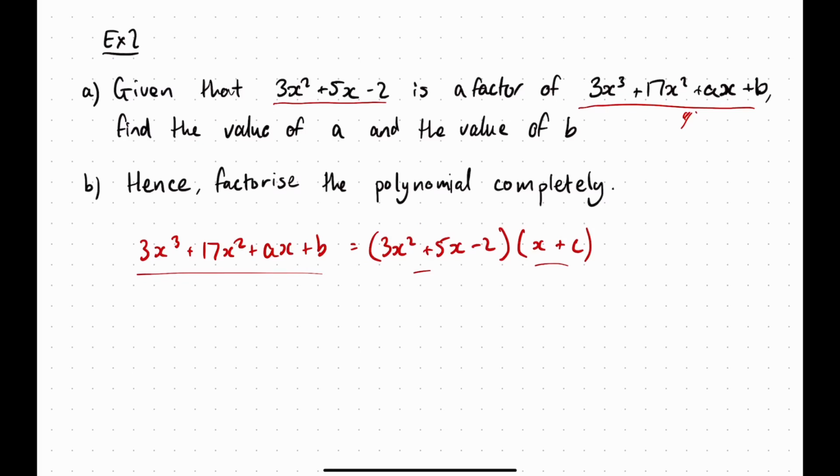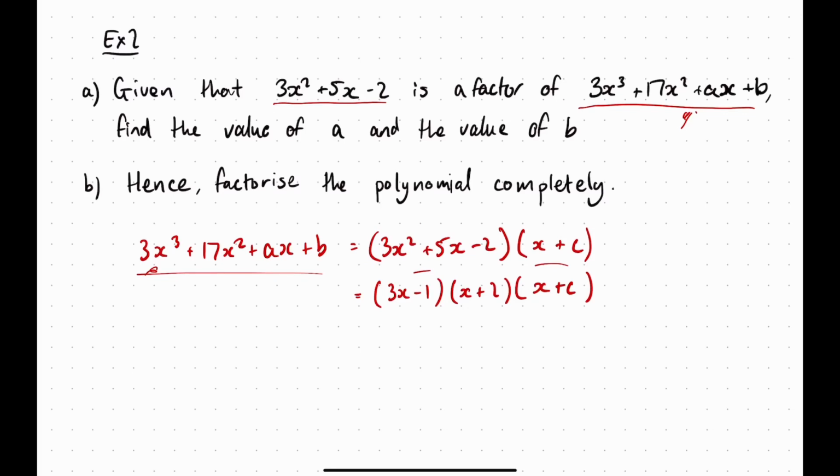Okay, I've not put a number in front of x because I know that 3x squared times x will give me 3x cubed, so if there was a number in front of that, it wouldn't give me 3x cubed. So there's no number there. What you can do is factorize your quadratic to (3x minus 1)(x plus 2), and that multiplied by x plus something will give me the cubic.